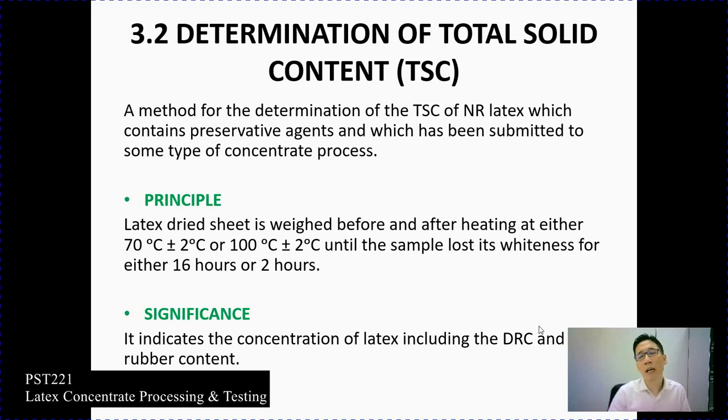The significance of this determination of TSC is that it indicates the concentration of latex including the DRC and non-rubber content. Please remember, the TSC and DRC determinations are almost similar, but the difference is here. For TSC, you measure the DRC and non-rubber content. For DRC, you only measure the DRC content itself. Okay, after that we go through the DRC. So I think you will have a general idea of what I mentioned earlier.